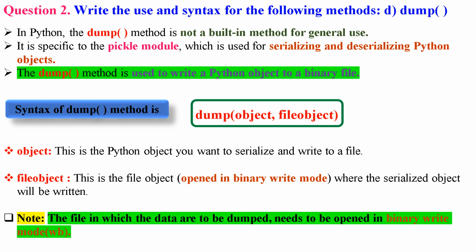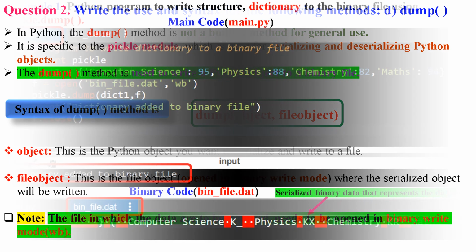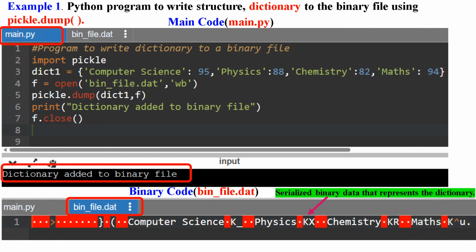Object. This is the Python object you want to serialize and write to a file. File object. This is the file object, opened in binary write mode, where the serialized object will be written. Note: the file in which the data are to be dumped needs to be opened in binary write mode, WB. Example 1. Python program to write structure, dictionary to the binary file using pickle.dump method.